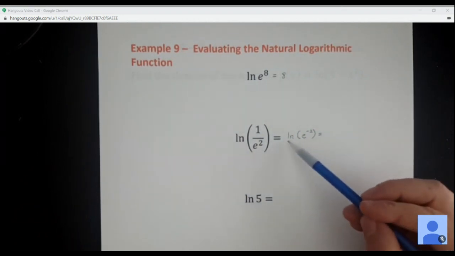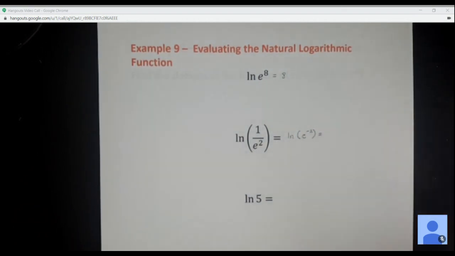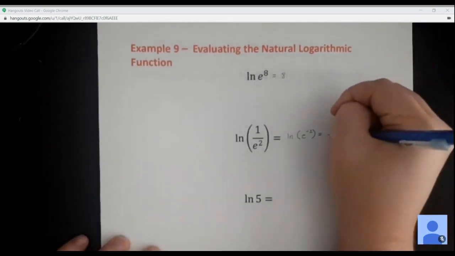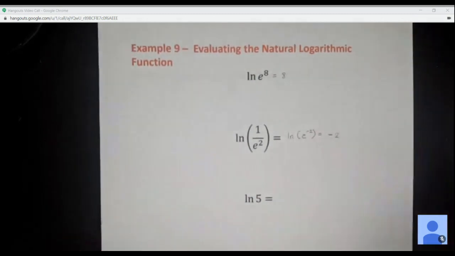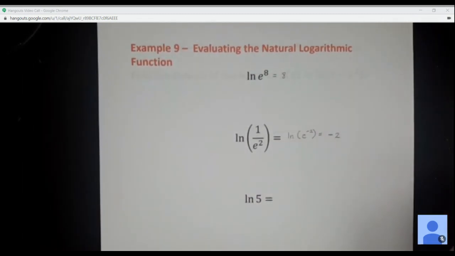Well, now, if I'm taking the natural log of e to the negative 2 power, what should that be equal to? Good. Just what's in the exponent. So this is just going to be equal to negative 2. Any questions on that one?